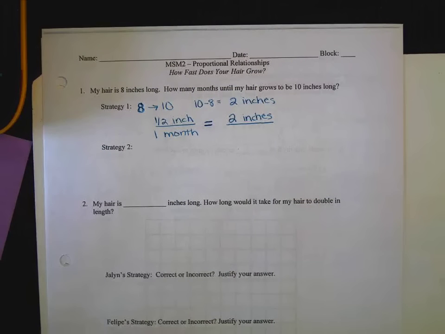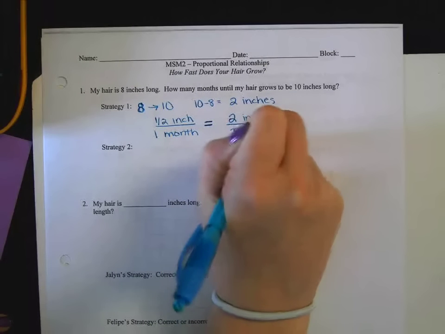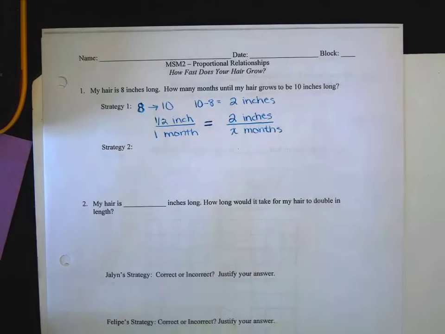Do I know how many months? No. What can I use in math when I don't know how many of something? What can I put in math when I'm not sure what the value of something is? An X, or a variable. So I'm going to put X months. All I've done right now is set up a proportion: ½ inch in 1 month is equal to 2 inches in however many months. I'm not sure what that is yet.